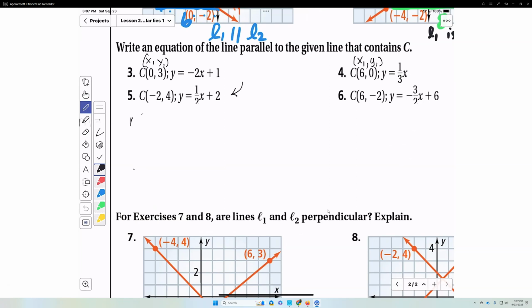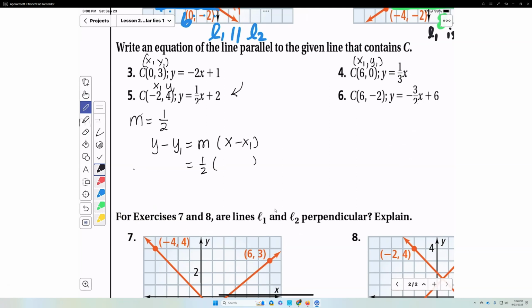So we have m, and what do we know about parallel lines? They will have equal slope, and the slope will have to be 1/2. We know that this will be a point that's on the new line, so that's x1, y1. So we have y minus y1 equals m. M is the slope of the new line, and we have x minus x1.